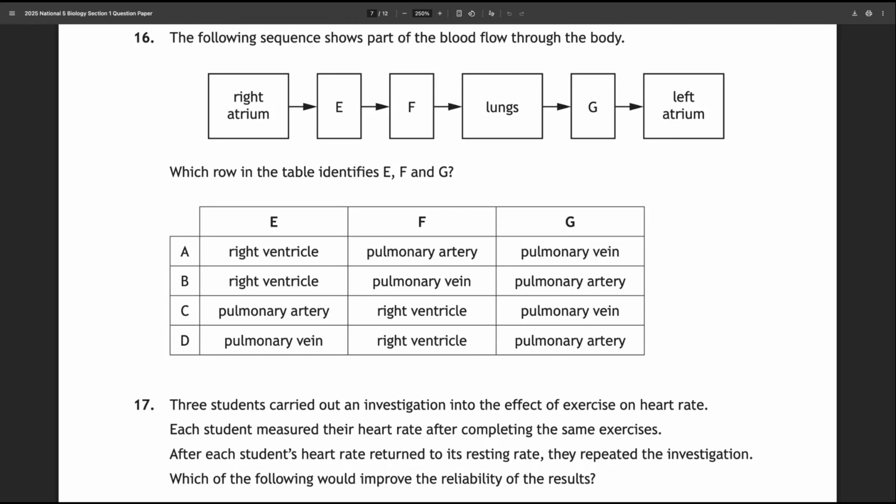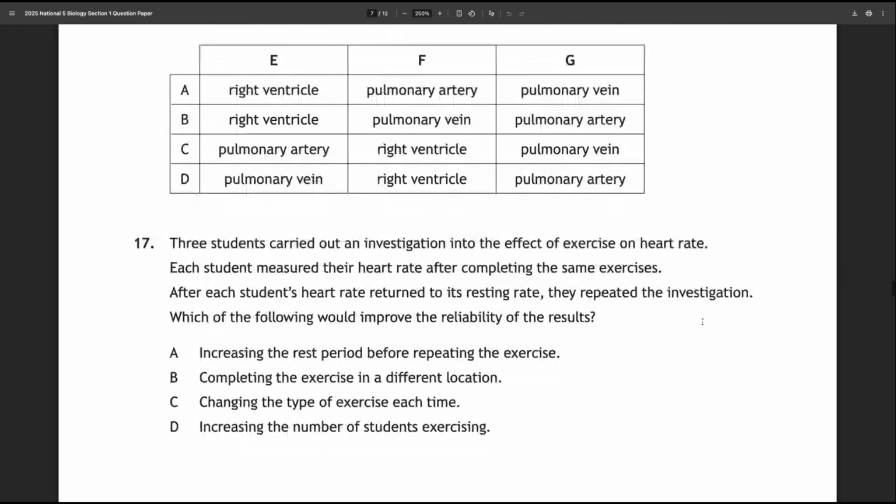Then G is going from the lungs back to the heart, back to the left atrium. So that's going to be a blood vessel that's going into the heart. So vein in. So that's going to be the pulmonary vein. Once we've worked all that out, we can see the correct answer for this one is going to be 16A. It's going to be A, isn't it? The right ventricle, the pulmonary artery, and the pulmonary vein for E, F, and G.